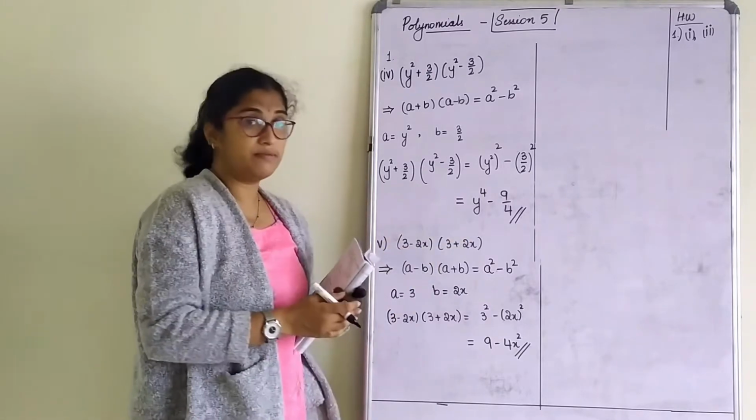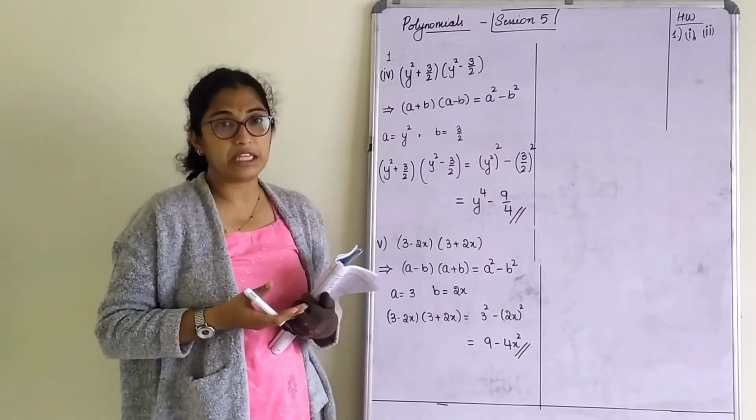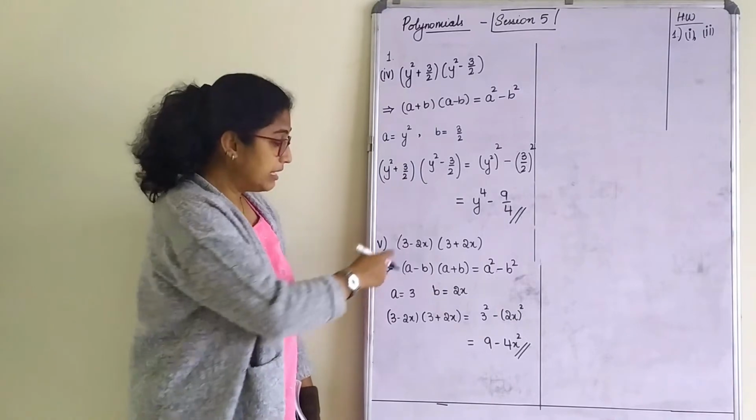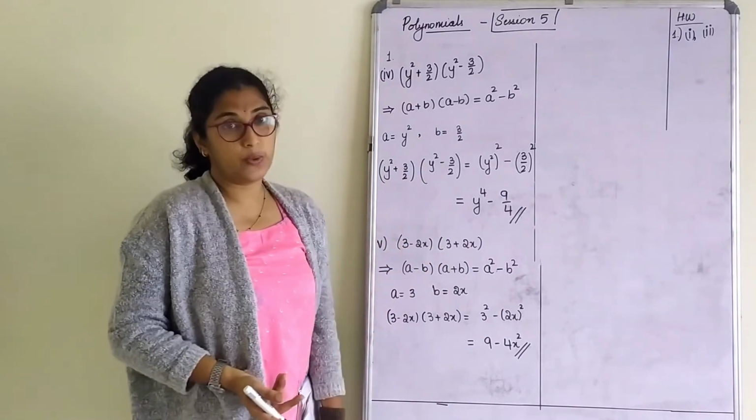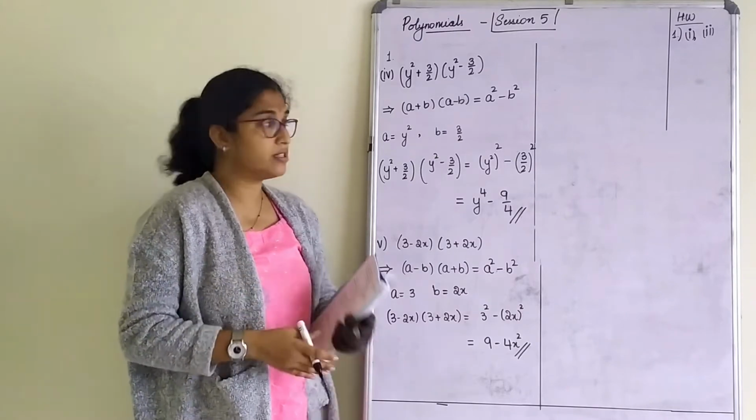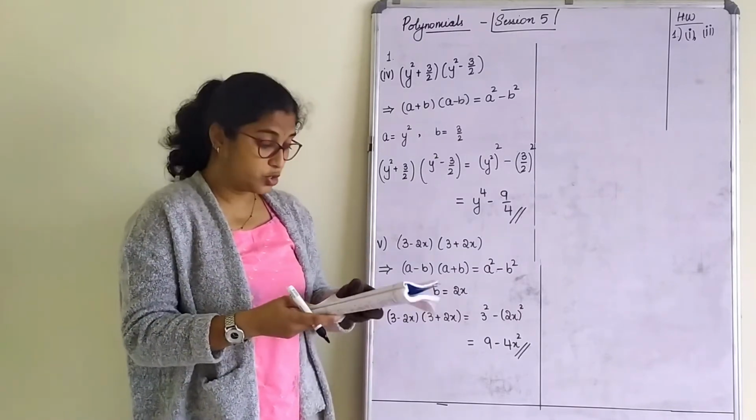Looking at the question, suppose it is asked as MCQs or fill in the blanks, we can directly look at the question and tell the answer as 9 minus 4x square. These are orally answered questions, right? So there we complete the first main.